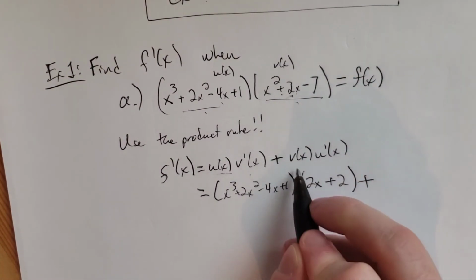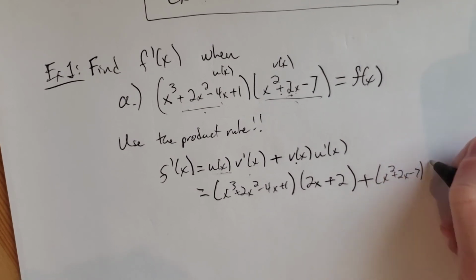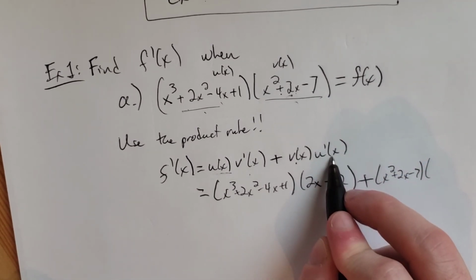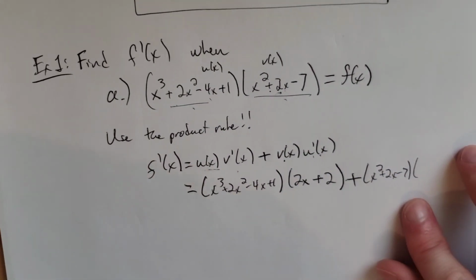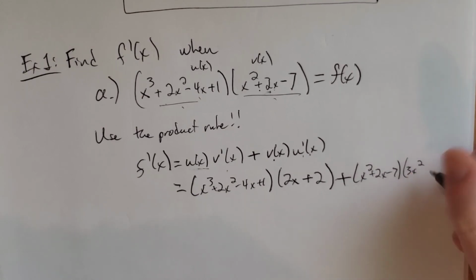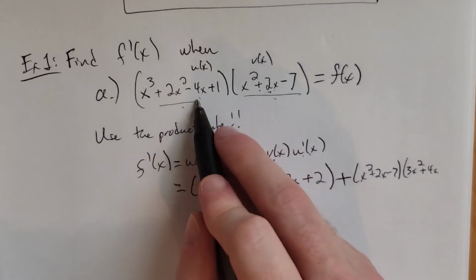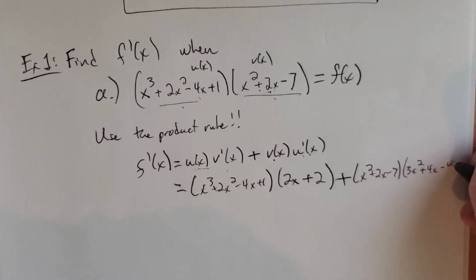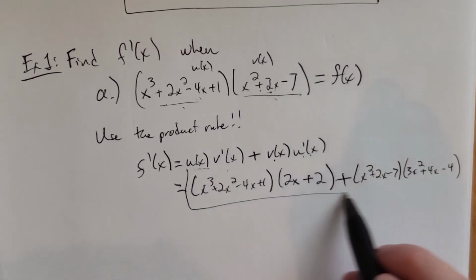Then we add this to v of x, which is x squared plus 2x minus 7, times the derivative of u, so u prime. Well, what's the derivative of u here? Derivative of x cubed is 3x squared. Derivative of 2x squared is plus 4x. The derivative of negative 4x is negative 4. And derivative of 1 is 0. So we're done. And this is our derivative.